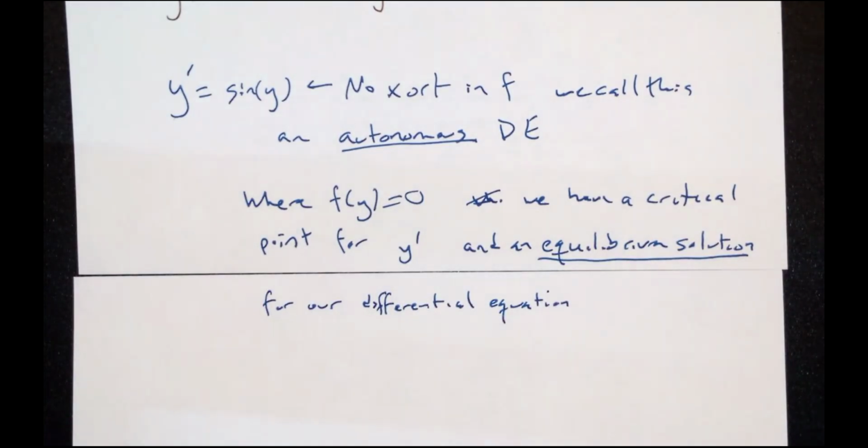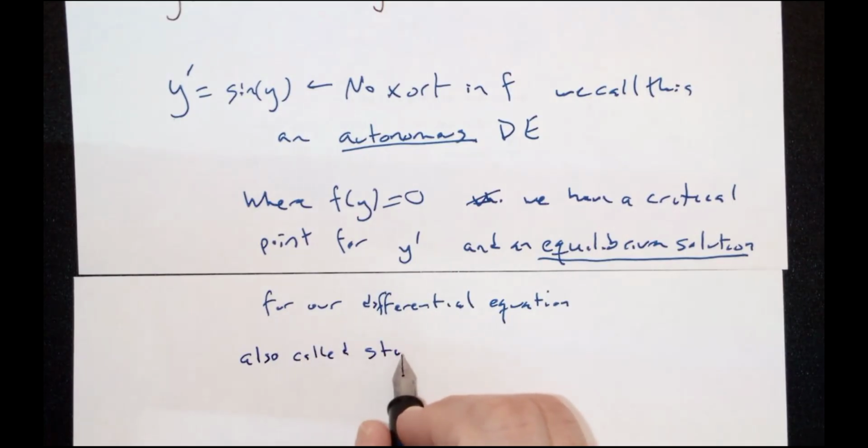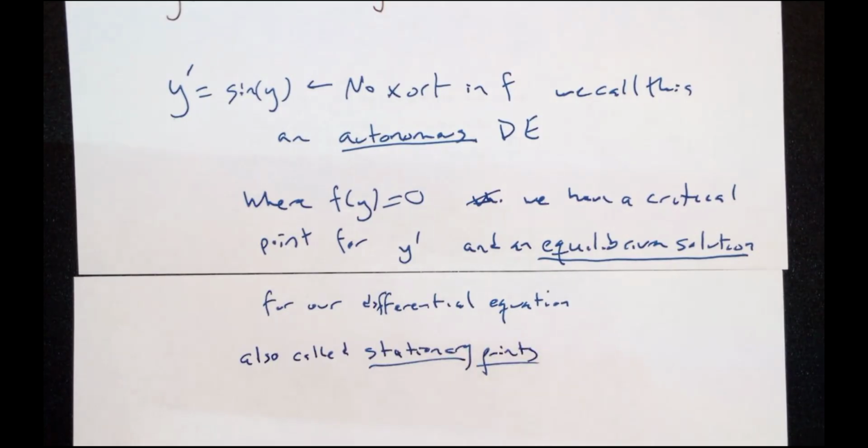And that automatically gives me a solution to my differential equation. If you told me that slope was 0, then nothing I do, no matter what x value I pick, nothing changes. We sometimes call these stationary points for our differential equation. And these, for an autonomous equation, are the only solutions that are horizontal lines.